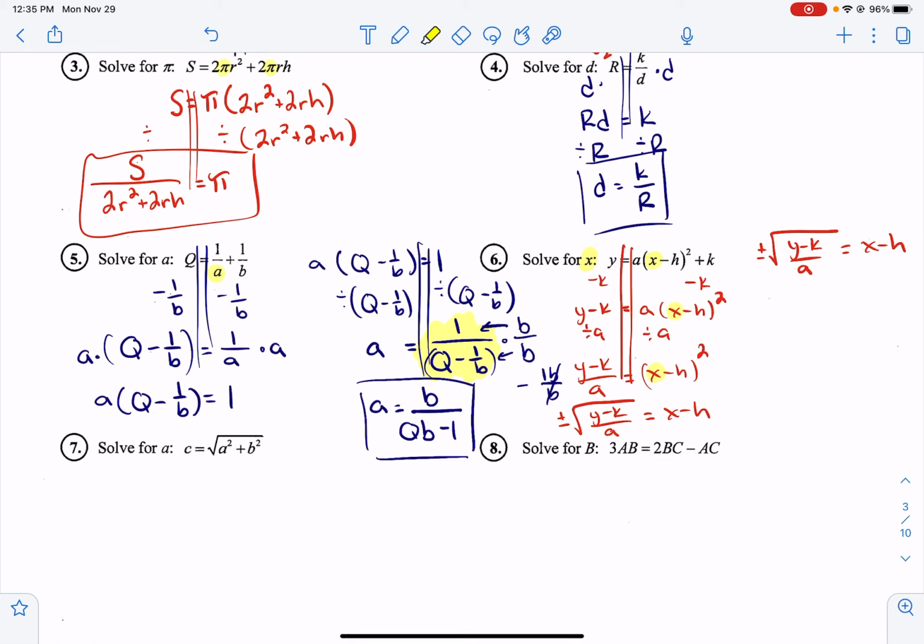So x is almost alone. All I have to do is add h to both sides. So I get plus or minus the square root of y minus k divided by a, plus h, equals x. And that's a good answer, just like it is. I have a fraction inside a square root, which is ugly and messy, but I can't do anything to simplify it, so I'm going to leave it right where it is.